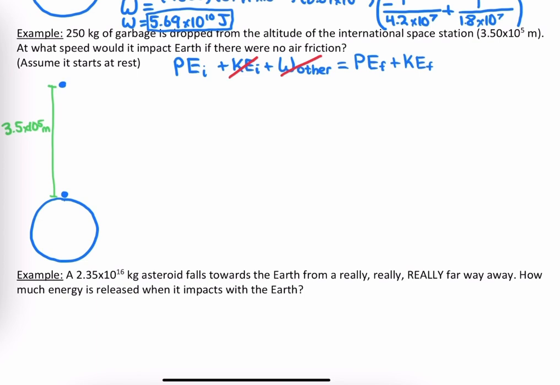So let's solve for our kinetic energy final. And then once we've got that, we can use that to find the speed. So I'm just going to rearrange this for kinetic energy final. Okay, and let's again sub in our new formula for potential energy.